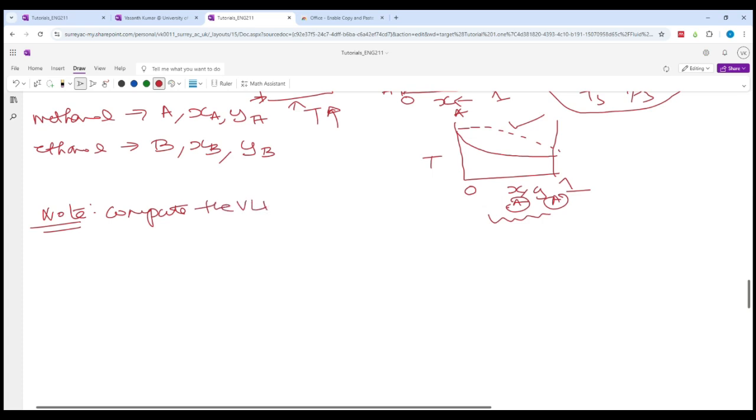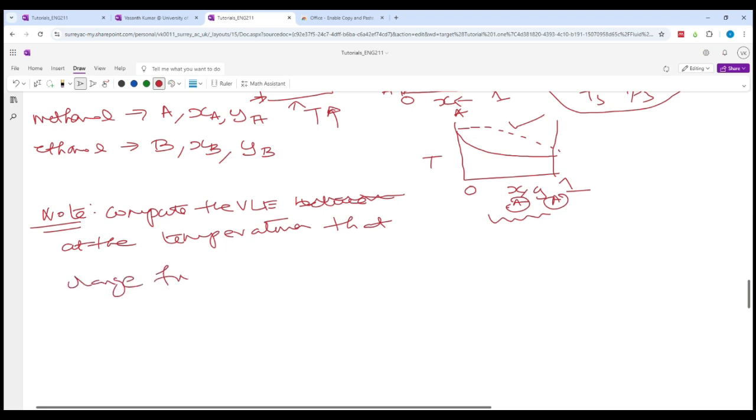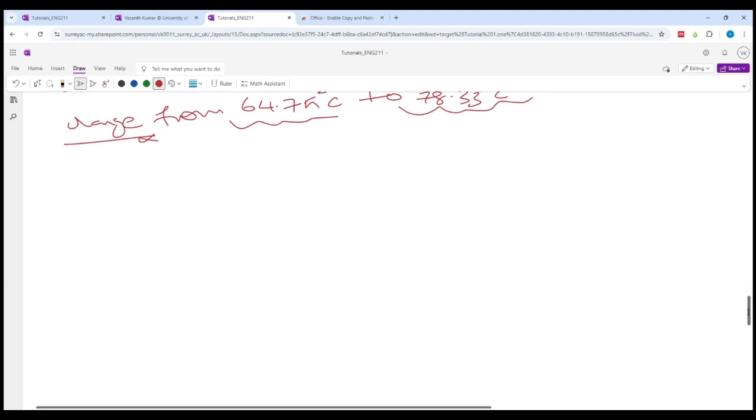So compute the vapor liquid equilibrium at temperatures that range from, maybe, 64.75 degrees centigrade to 78.33 degrees centigrade. I will tell you why these numbers are here. It will make sense once we solve the problem. But for the moment, just believe that I may give this type of note if you have this type of problem in the final exam.